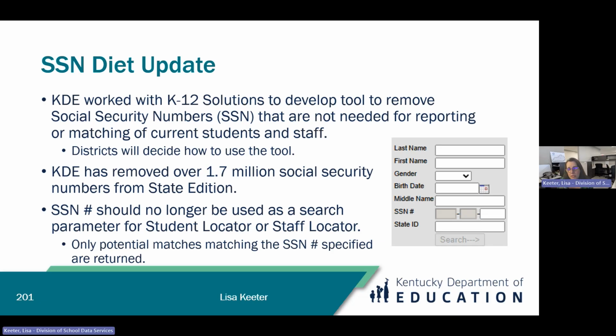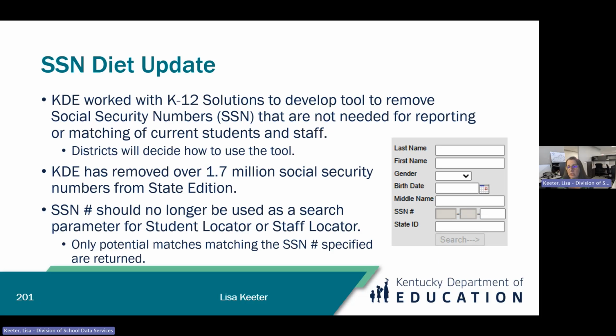As a result of us removing Social Security numbers from State Edition, student locator and staff locator aren't going to find any matches if you use that parameter for Social Security number, because that locator is coming to State Edition to look. Since we don't have Social Security numbers, you are guaranteed to get no matches if you put a Social Security number on there with somebody.